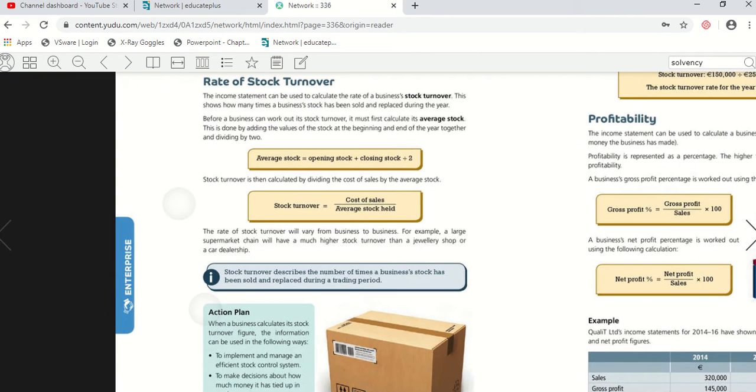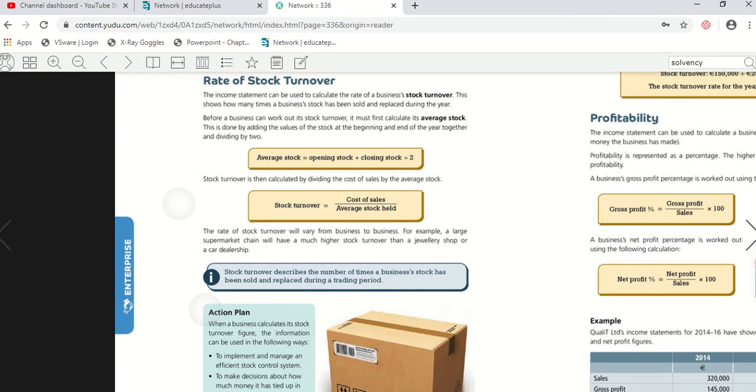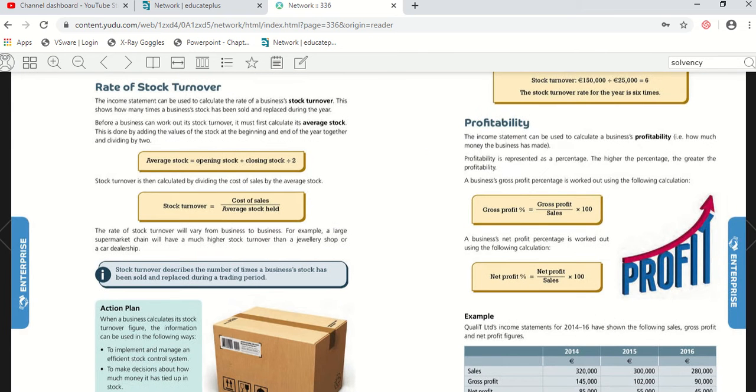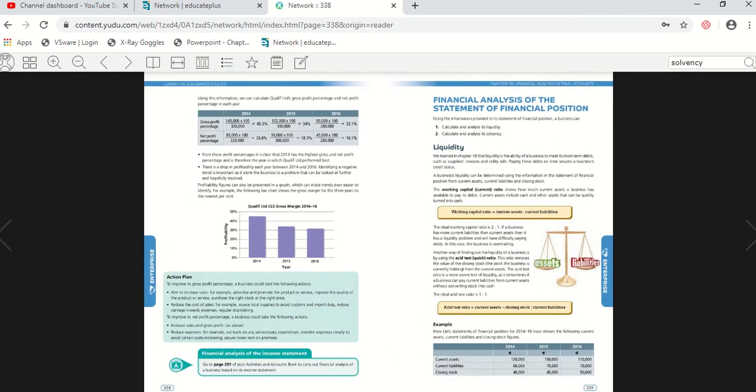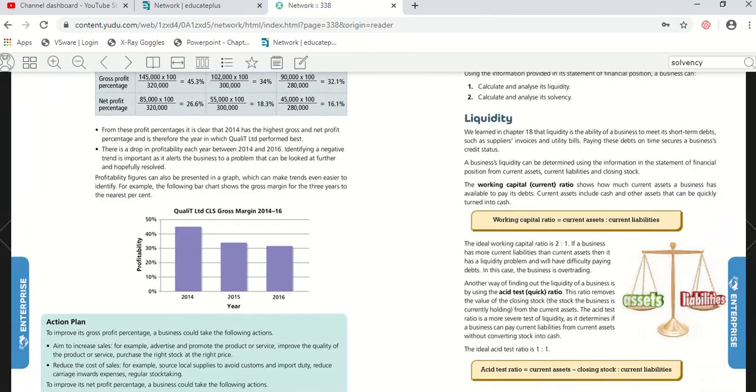As I said, we looked at the rate of stock turnover formula, where you had the cost of sales over average stock, and the profitability ratios, looking at gross profit and net profit, dividing both by sales, multiplying by 100 to get your percentage. Now we're going to look at liquidity ratios.